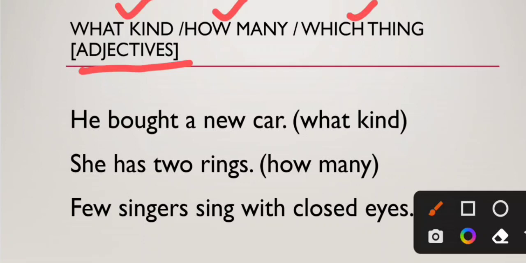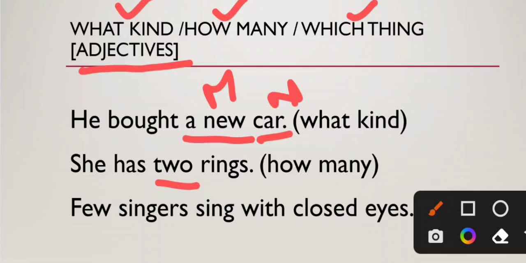"He bought a new car." What kind of car? New car. So new is the modifier, an adjective, and car is the noun. The modifier is describing a noun, which means it is functioning here as an adjective. "She has 2 rings." How many rings? 2 rings. "Few singers sing with closed eyes." How many singers? Few singers sing with closed eyes.